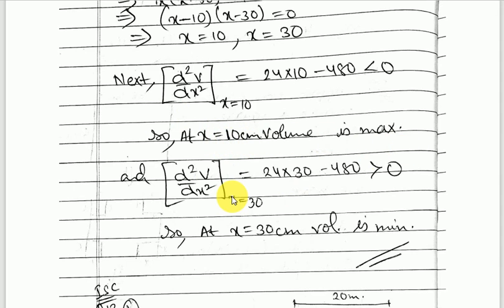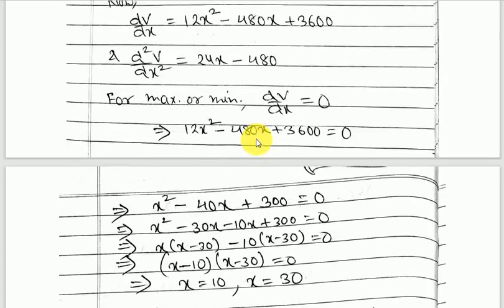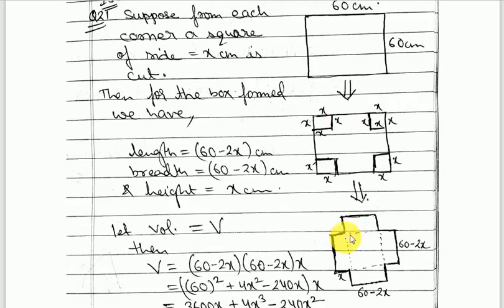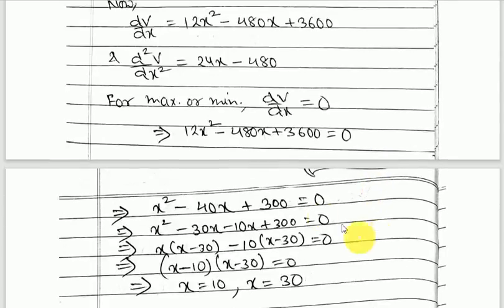When you find the second derivative for x equal to 30, this second derivative is coming greater than 0, that means volume will be minimum when the side of each square is 30 centimeter. So here the answer is x equal to 10 centimeter. That means from each corner one should cut a square whose side is 10 centimeter in order to get a box whose volume is maximum.